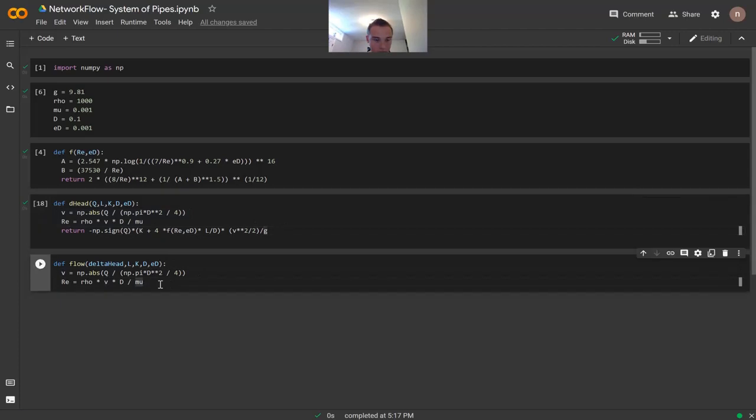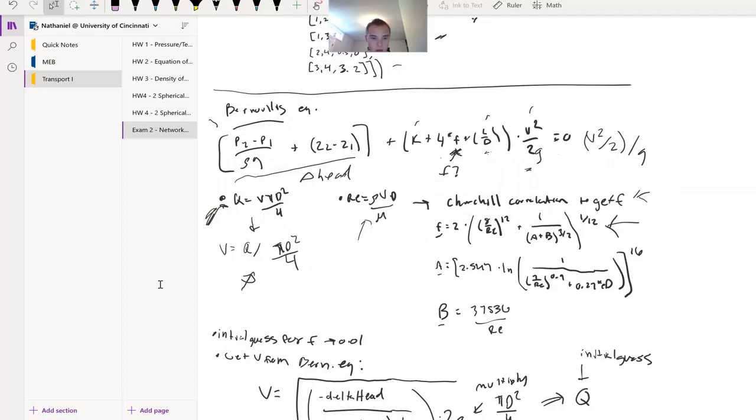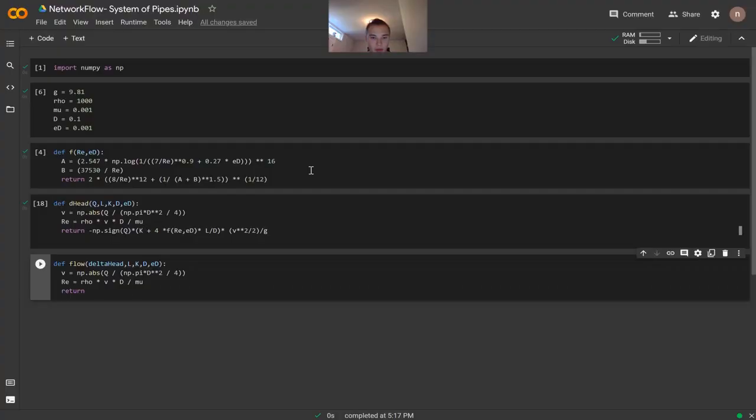Okay, and it's going to return basically our Bernoulli's equation, return our flow. So we can go return, and if we go back to our notes here, we're just going to be returning our Bernoulli's equation in terms of flow. So we'll have our delta head, and then we'll add that to the second side of the equation, which is right here.